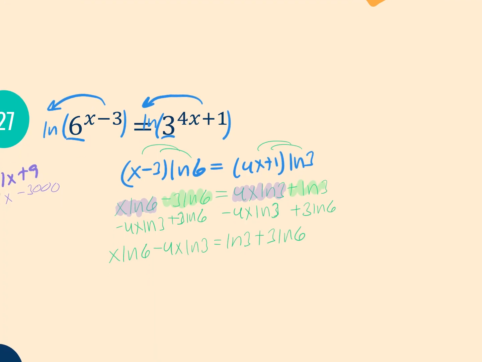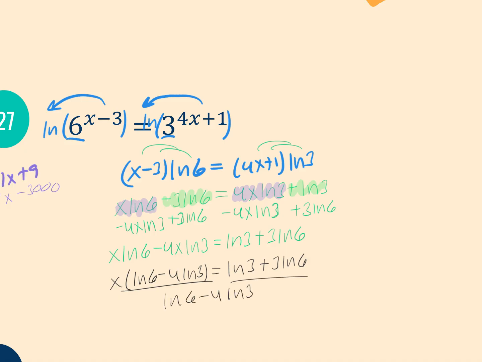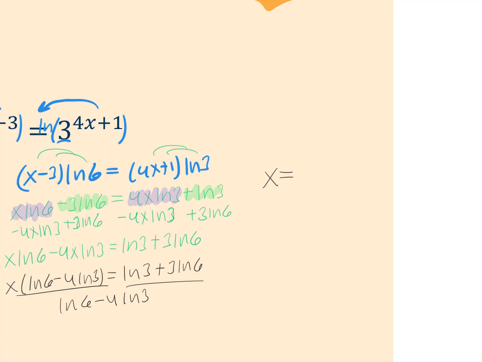And then you can factor out that x, and then you're going to be left with x times ln of 6 minus 4 ln of 3 equals ln of 3 plus 3 ln of 6. And then divide both sides by ln of 6 minus 4 ln of 3. All right, and then so your final answer is going to be x equals ln of 3 plus 3 ln of 6 over ln of 6 minus 4 ln of 3. That's the exact answer, and then of course we can approximate that. So we get x is approximately negative 2.487.